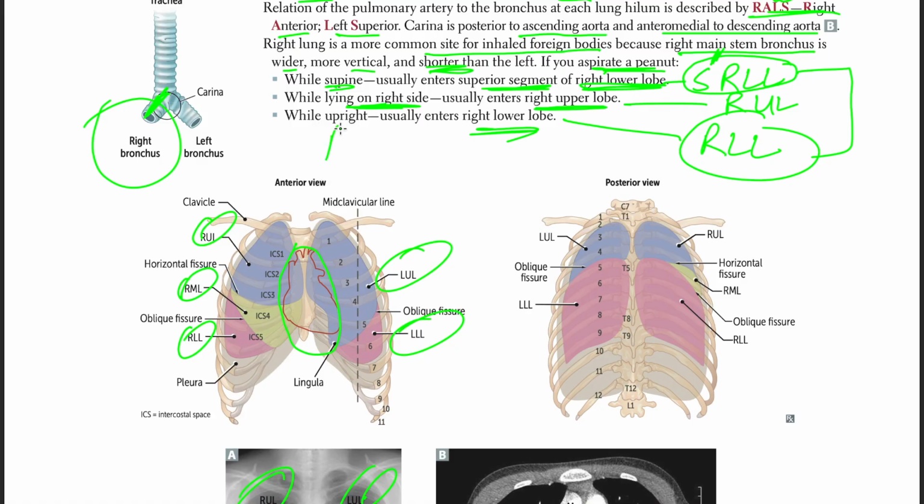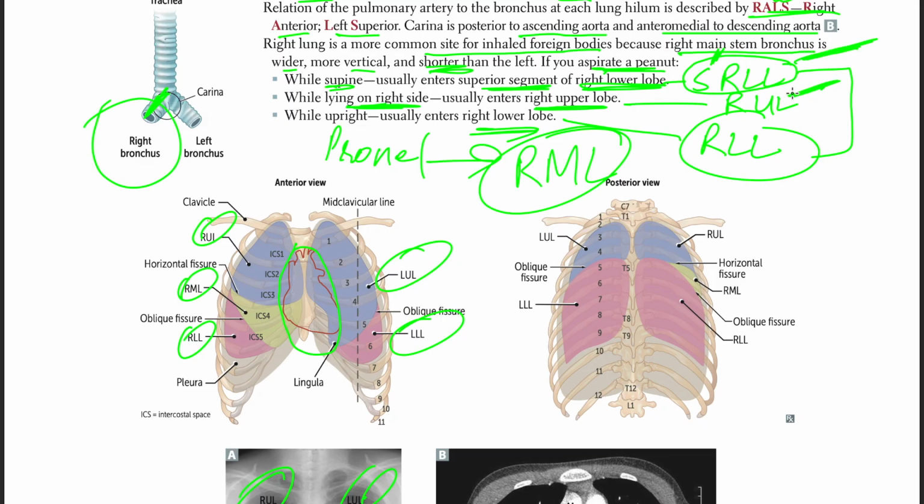So when they say you're prone, what is prone? When you are lying on your chest, meaning your back is towards the sky, that's called the prone position. Here, if you aspirate a peanut, where is it going to go? It's going to go into the right middle lobe. So we have all the lobes affected: lower lobes here, upper lobes here, and the middle lobe right there in the prone position.